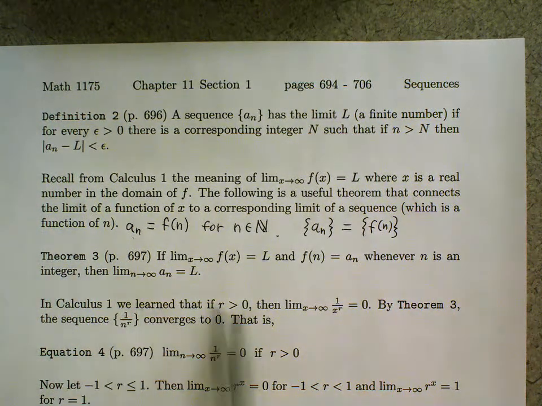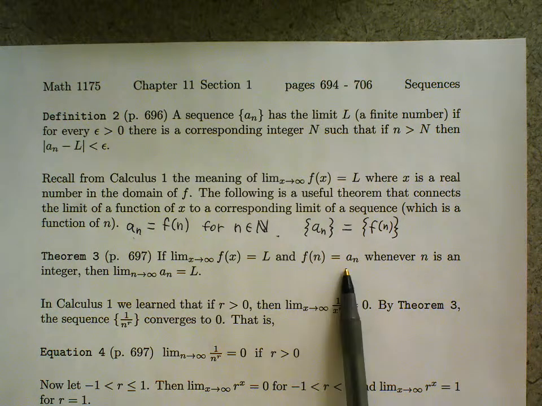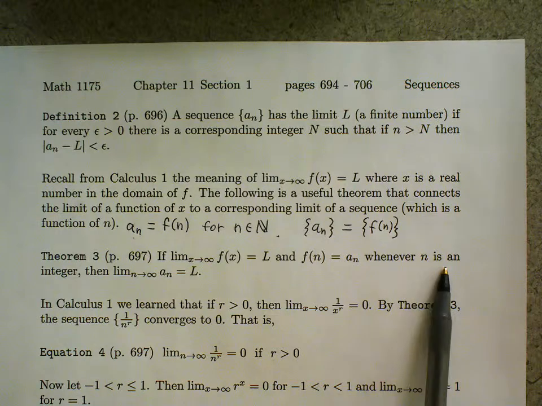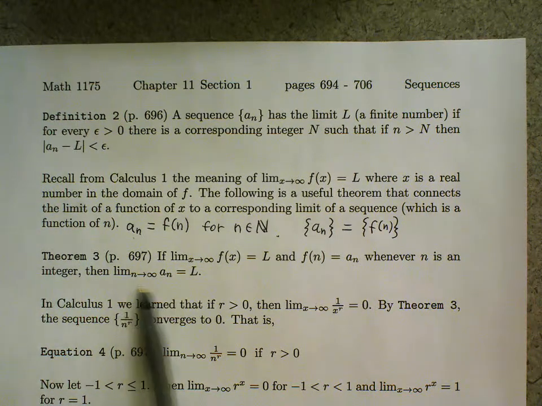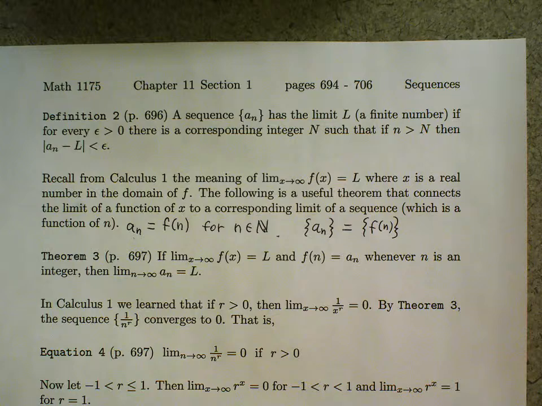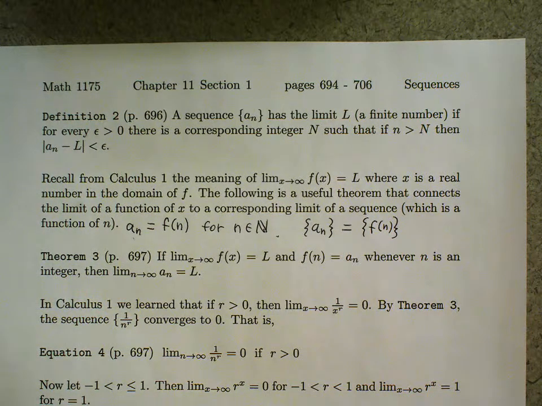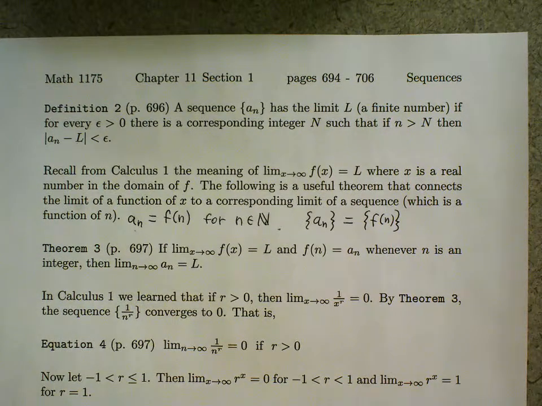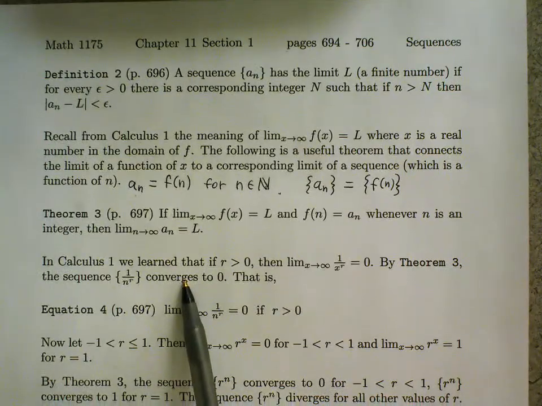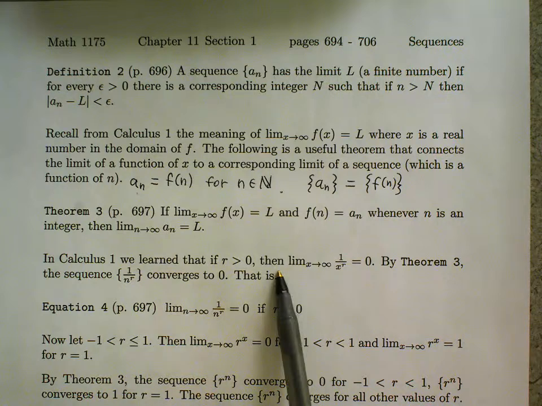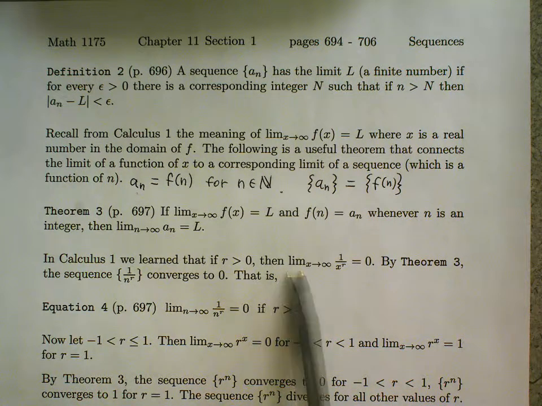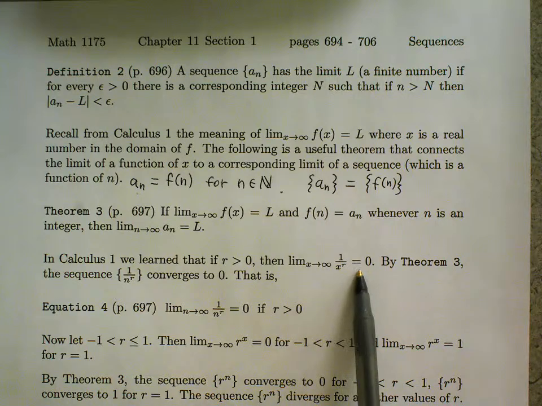Okay, Theorem 3: if the limit of f of x as x approaches infinity is equal to capital L, a finite number, and f of n equals a sub n whenever n is an integer, then the limit of the sequence a sub n as n approaches infinity is also equal to L. Another note from Calculus 1: if r is greater than 0, then the limit as x approaches infinity of 1 over x to the r is equal to 0.